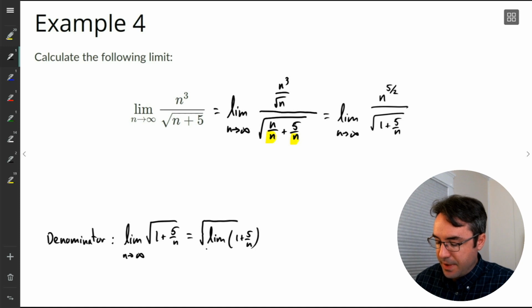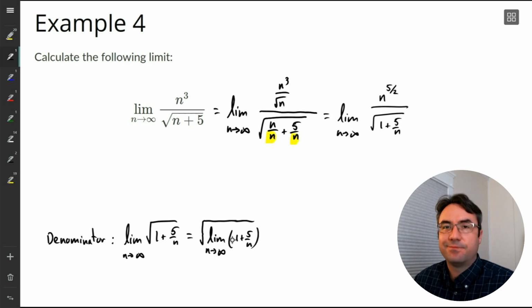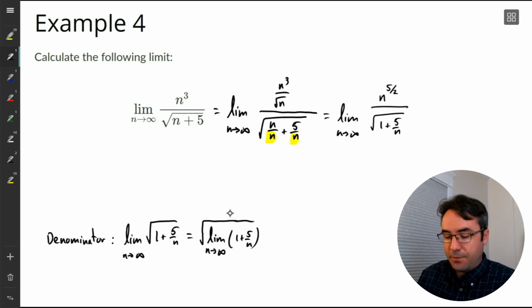Again, there's a little bit of hesitation there because we don't necessarily know what we're going to get when we calculate the limit inside. So we might have to come back. If we were going to get a negative here, well, that's no good. We can't have negatives under the square root. But as we're going to see, we have the limit of a constant 1, and then we have this limit of this 5 over n term. That's one of our c over infinity forms.